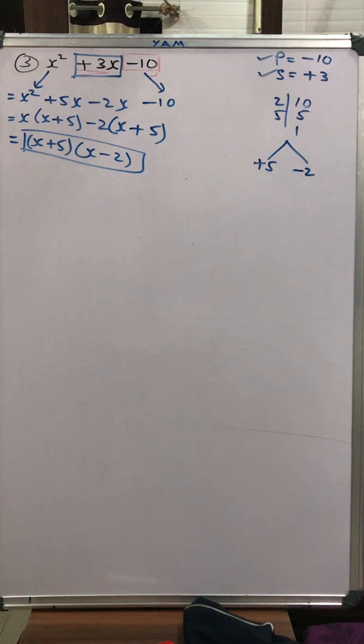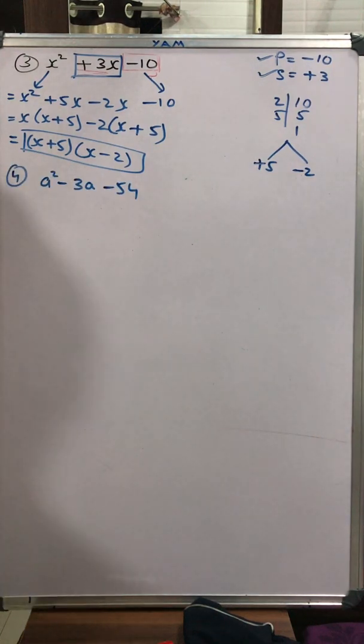Okay, now let's proceed with our fourth illustration. Hope you all are solving simultaneously. A square minus 3a minus 54. This is our question. Now how to solve this question? Can you please find out for me the sum and the product?